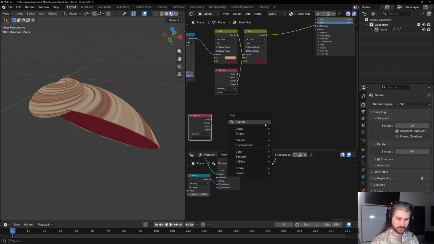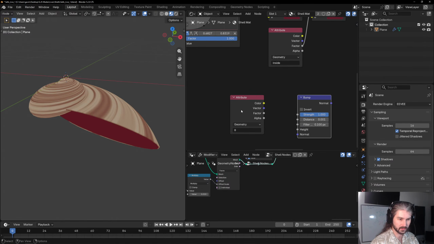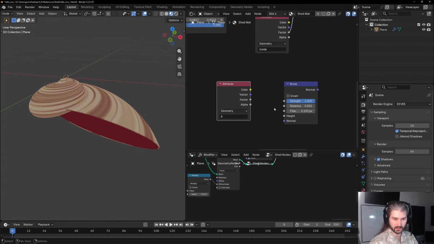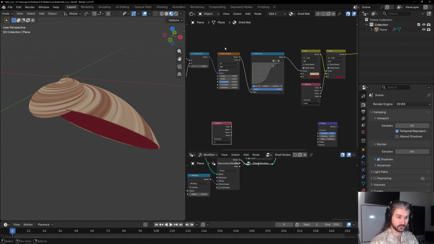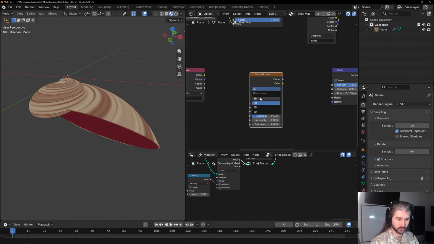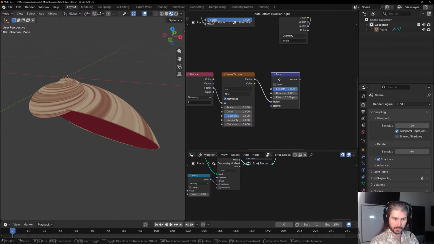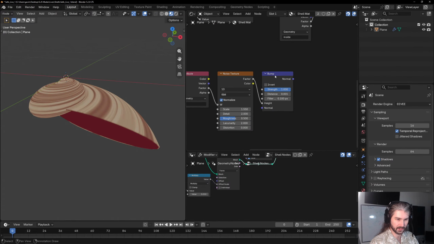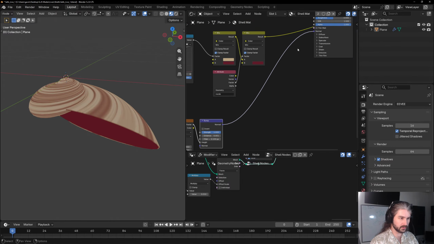So we're going to introduce a bump node, use sigma, or not sigma, theta to drive another noise texture. This is going to be one-dimensional. Plug that into W. We'll need to adjust the scale, but I'll worry about that in a hot second. Then we can adjust the distance in a hot second. Let's just plug that bump into the normal.